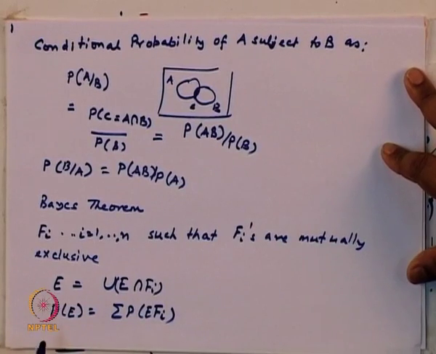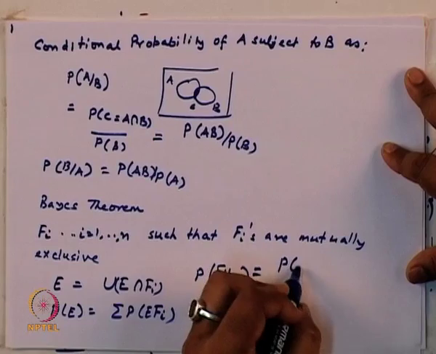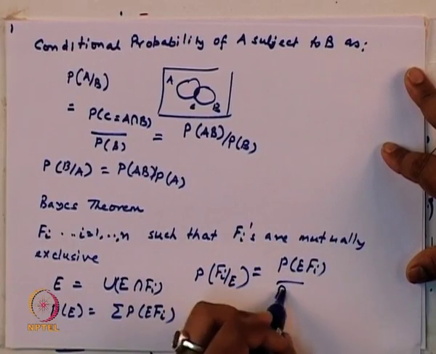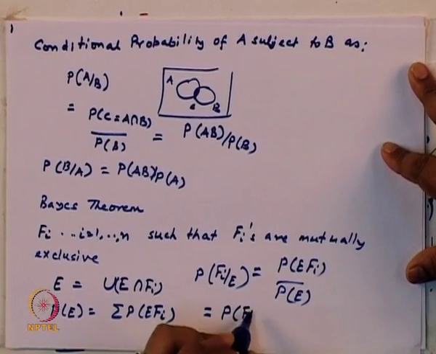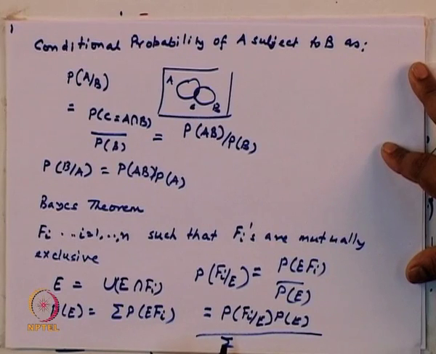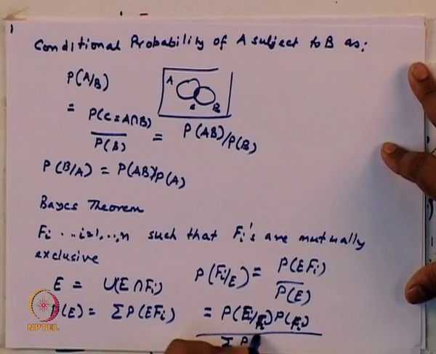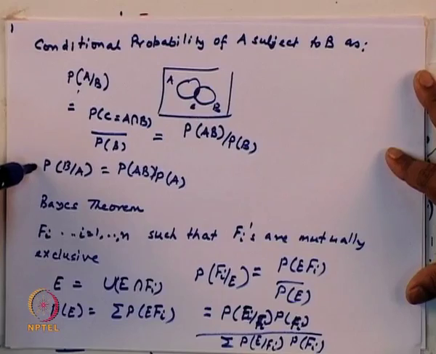So, if I am asked to compute probability of F i given E, I can write this as probability of E F i by probability of E, and I can change the extent of conditioning. I can write probability of F i given E into probability of E, okay, so this is E given F i into probability of F i, okay, and the summation of probability of E given F i into probability of F i. So, using the idea of P of A given B, you can calculate P of B given A. Okay.